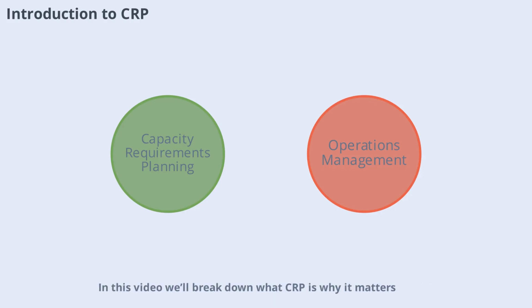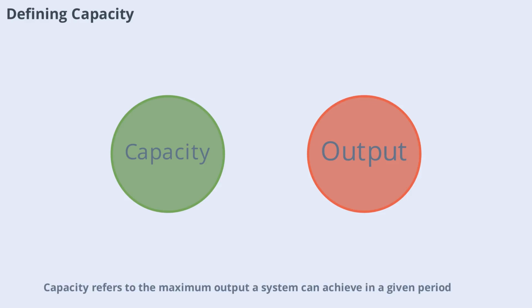In this video, we'll break down what CRP is, why it matters, and how it fits into the bigger picture of operations management. Let's start by exploring the basics and setting the stage for a deeper understanding of capacity planning in modern businesses. Capacity refers to the maximum output a system can achieve in a given period.